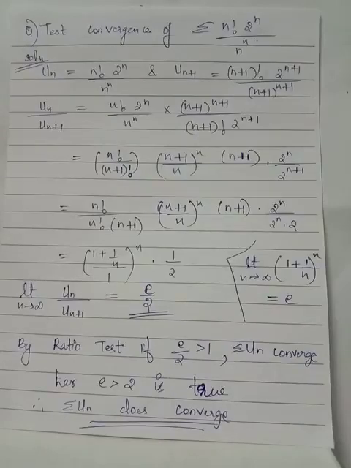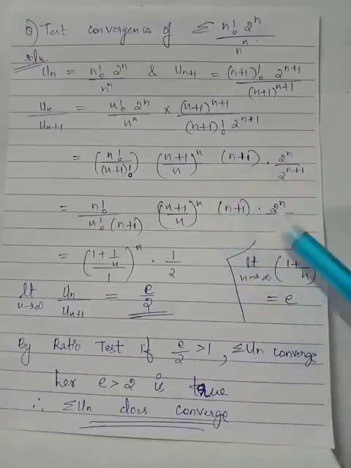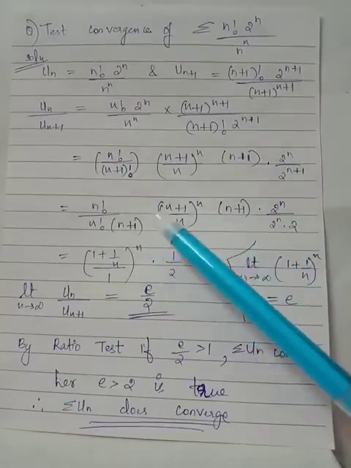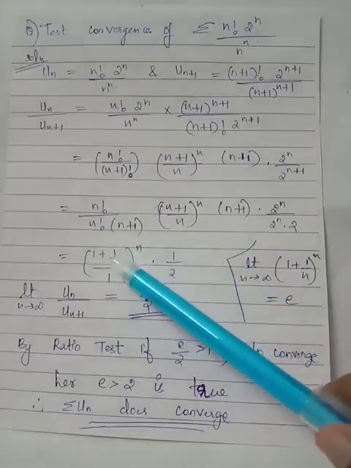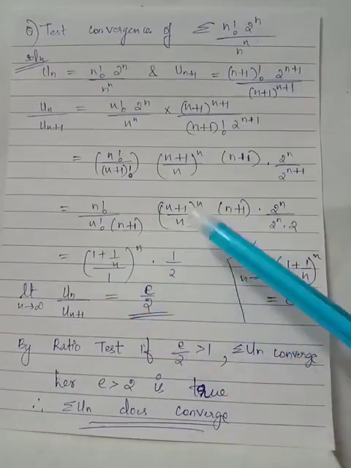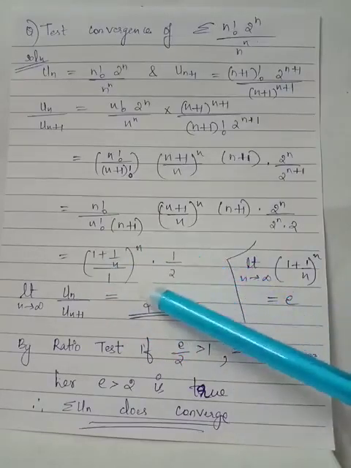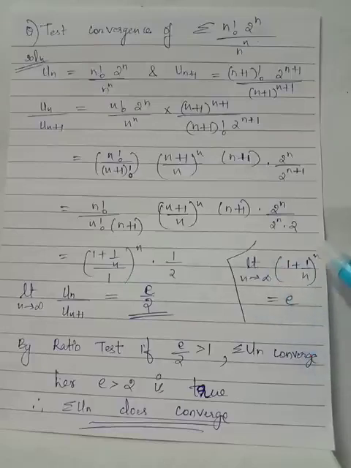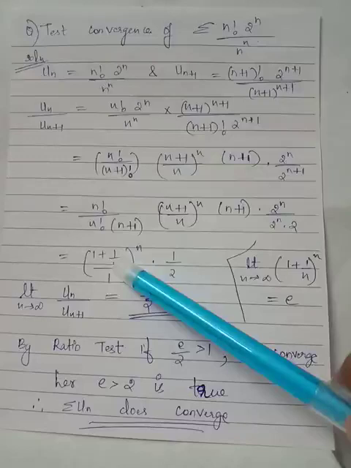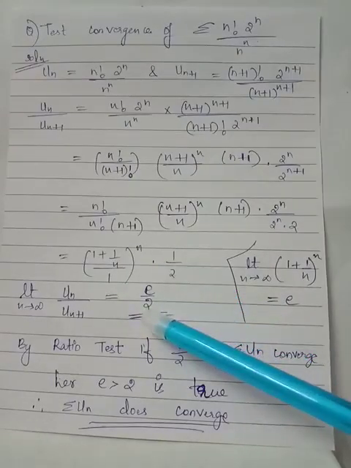So, finally, we are left with the terms n plus 1 by n the whole raised to n and 1 by 2. If we divide numerator and denominator of this expression by n, we obtain 1 plus 1 by n divided by n the whole raised to n into 1 by 2. When we apply the limit to this expression, 1 by 2 is a constant and we have the standard limit: limit n tends to infinity, 1 plus 1 by n the whole raised to n equals e. Therefore, this expression after application of the limit becomes e, and 1 by 2 is written as it is.